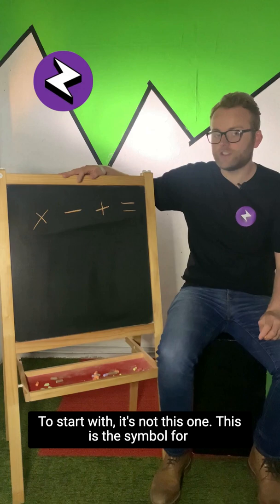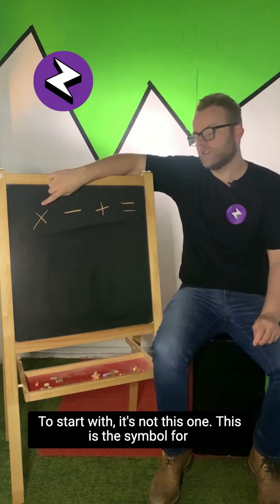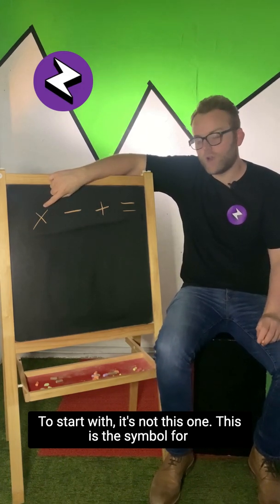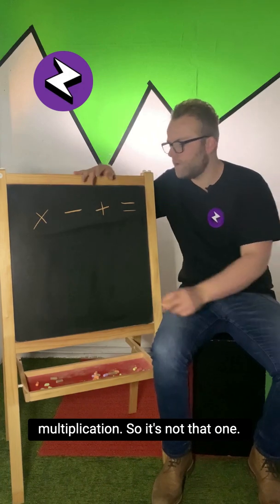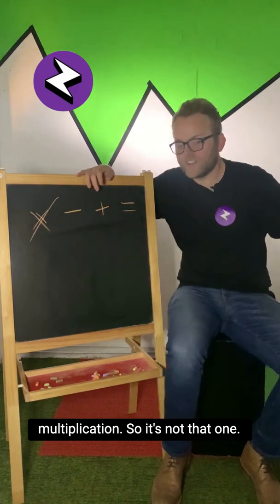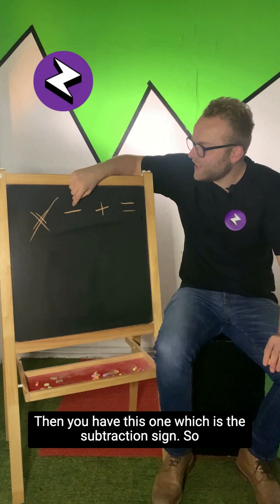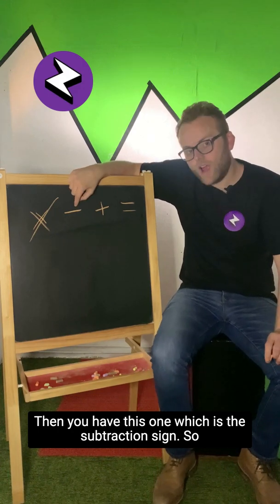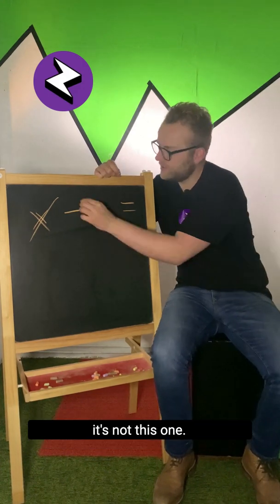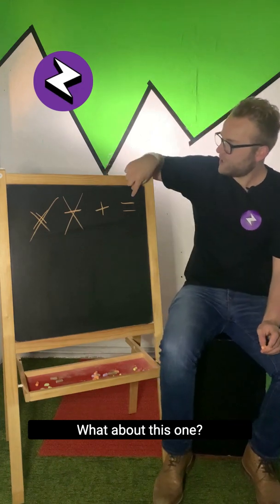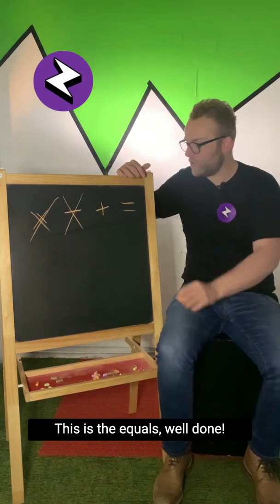So, I'll tell you to start with, this one is not. This is for times tables questions or multiplication. So it's not that one, okay? Quite fitting to put an X there. And then you have this one, which is the subtraction sign. So it's not this one, okay? What about this one, okay? This is the equals, well done.